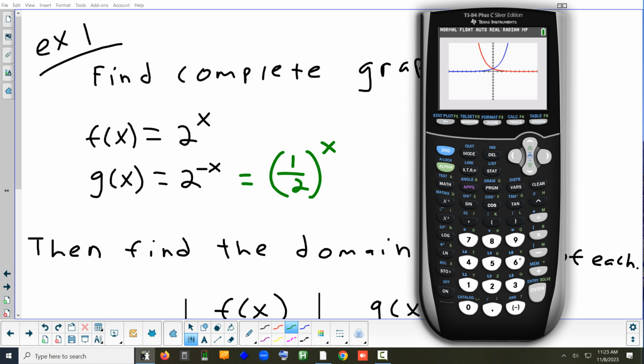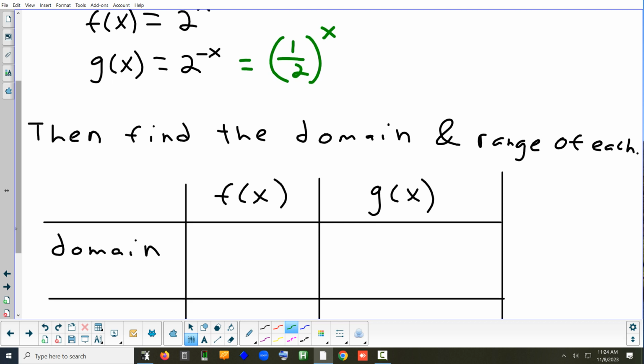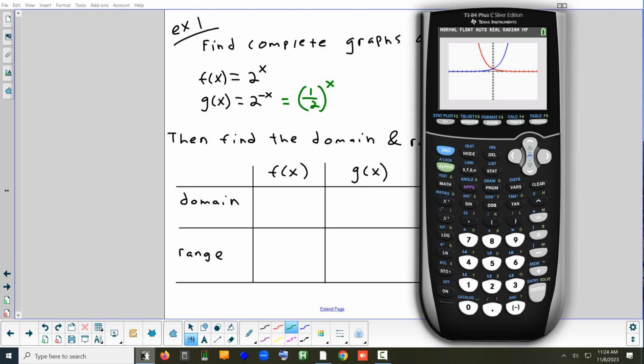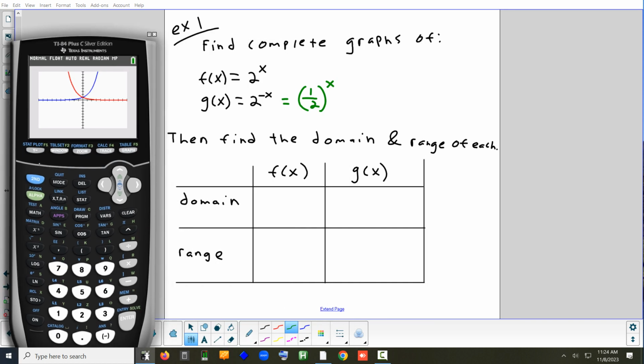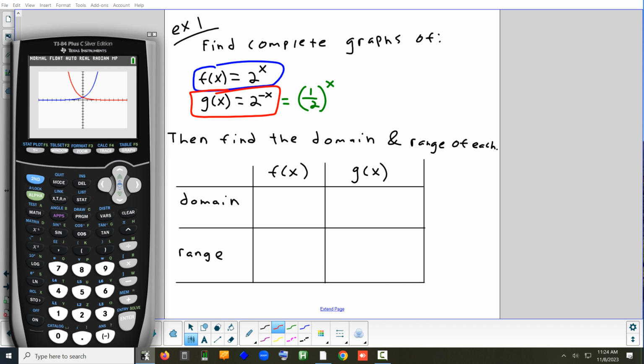One of them is exponential growth. The other one is exponential decay. Okay, so now let's look at the domain and the range of each of them. And I'll put the graph over here. Okay, so 2 to the x, that's the blue one. And that's the red one. What's the domain of f of x?